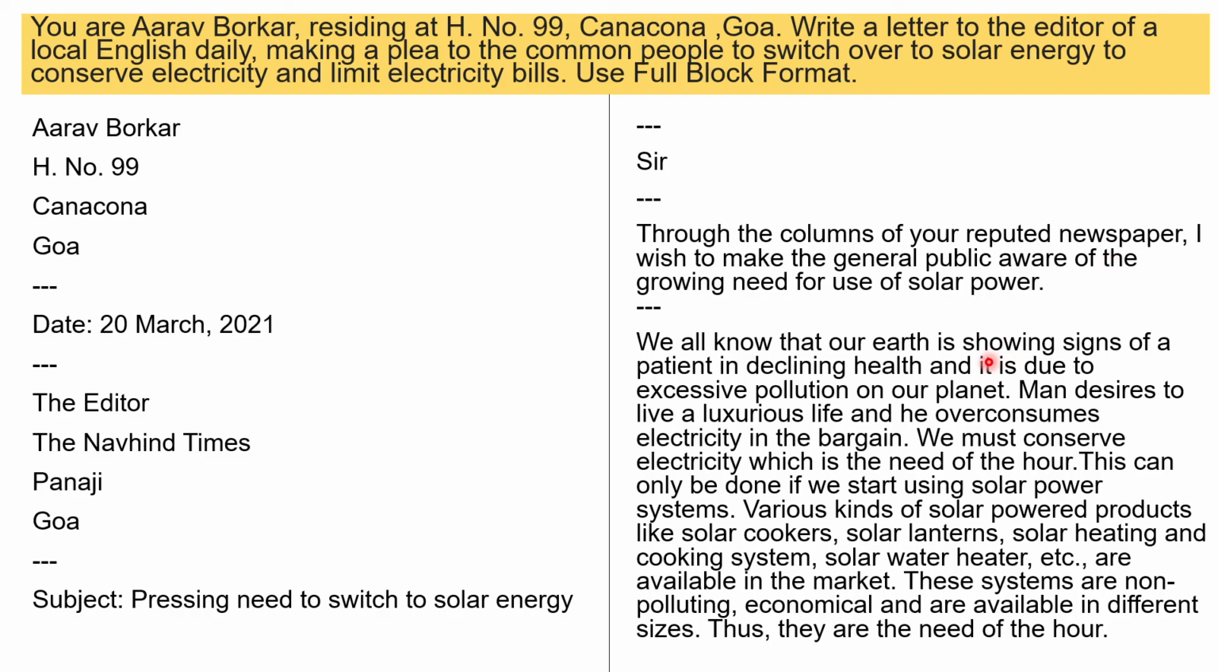Okay, we all know that our earth is showing signs of a patient and declining health, and it is due to excessive pollution on our planet. Man desires to live a luxurious life and he overconsumes electricity in the bargain. We must conserve electricity, which is the need of the hour. This can only be done if we start using solar power systems. Various kinds of solar powered products like solar cookers, solar lanterns, solar heating and cooking system, solar water heater, etc. are available in the market. These systems are non-polluting, economical and are available in different sizes. Thus, they are the need of the hour. Okay, simple. You've given around 4-5 points about the topic. That's enough. The editor doesn't need to know more than what's necessary.